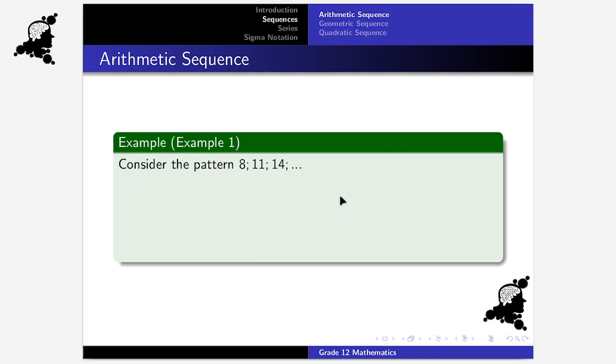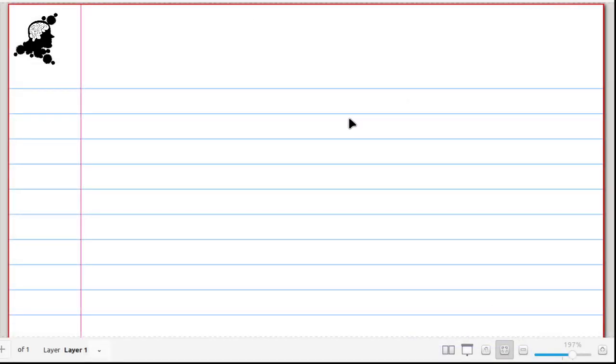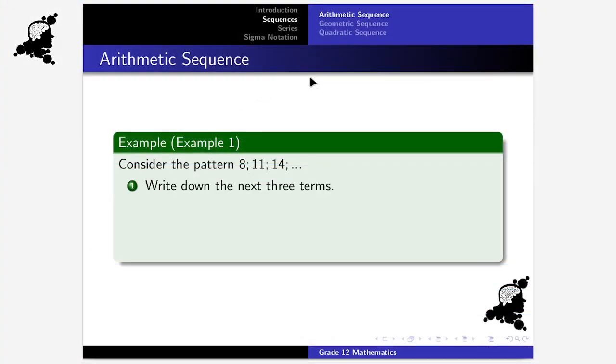Alright, now we have an example. We have the pattern 8, 11, and 14. And for us to be able to have a look at this example, let's go to our writing pad. So there we are. We've got 8, 11, and 14. Now, I must warn you beforehand that my handwriting is terrible. Please do bear with me. So, let's see. The question says, write down the next 3 terms.